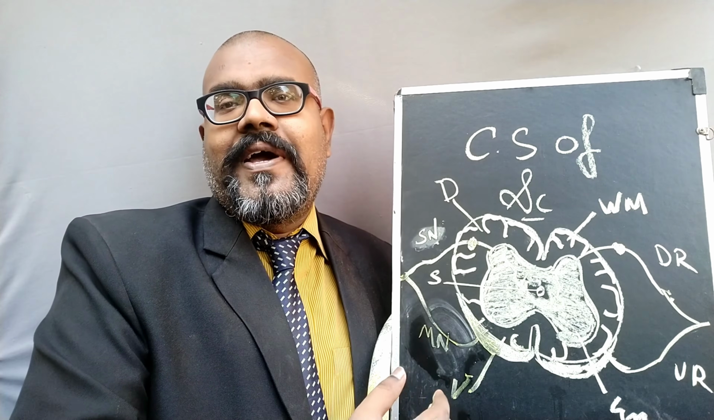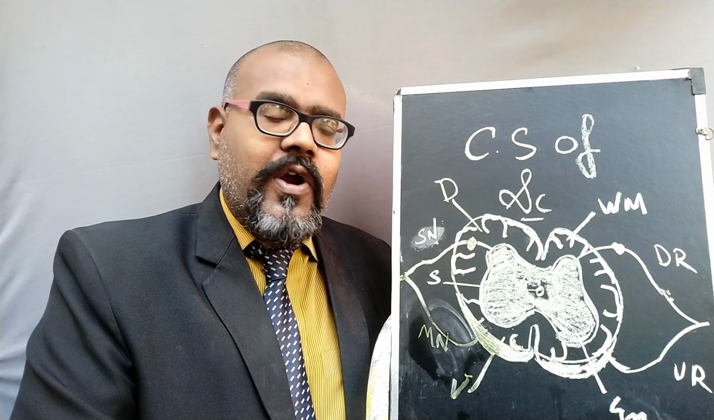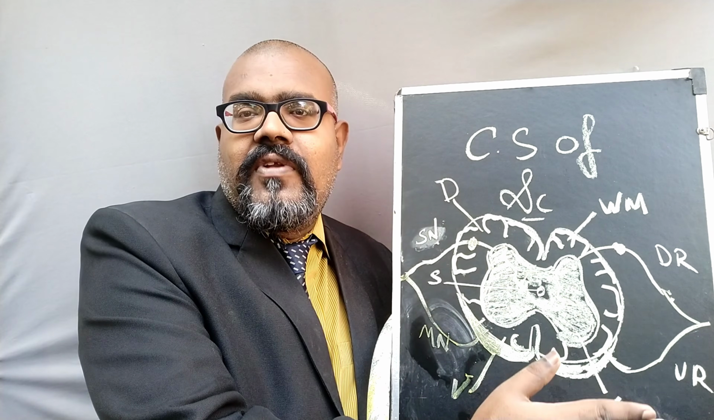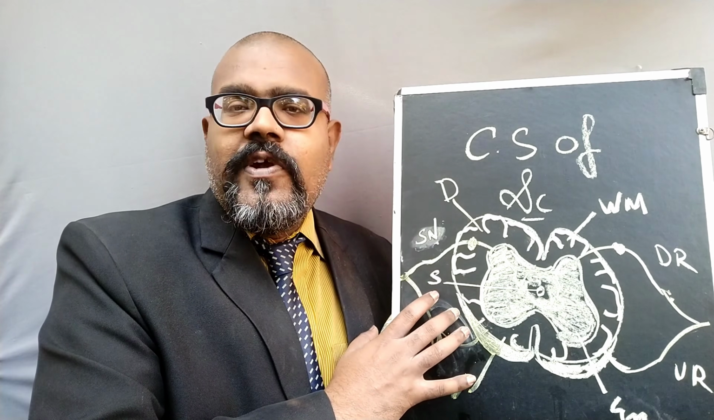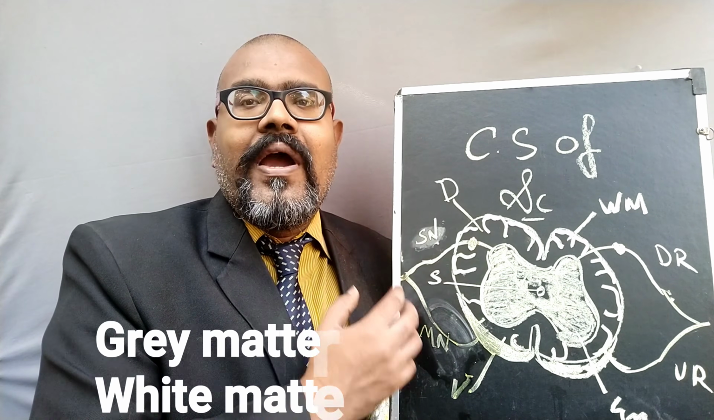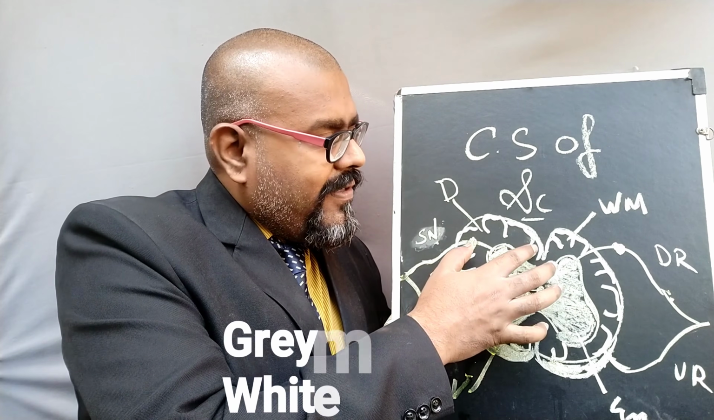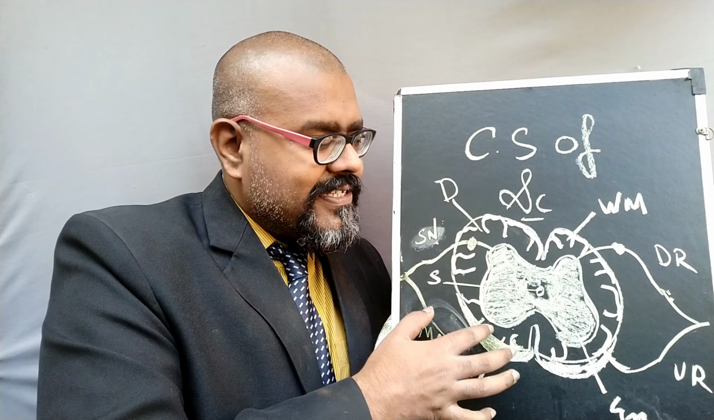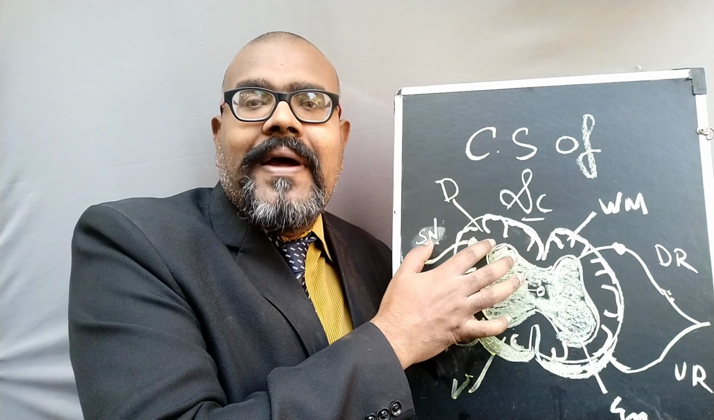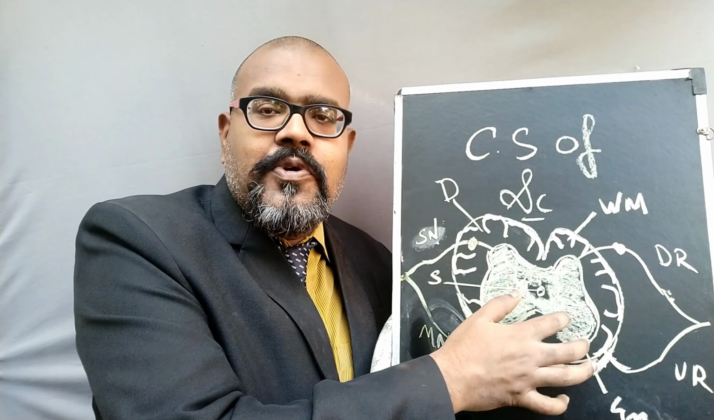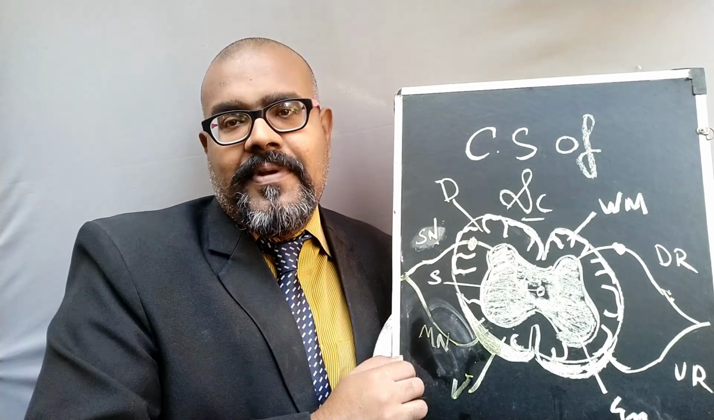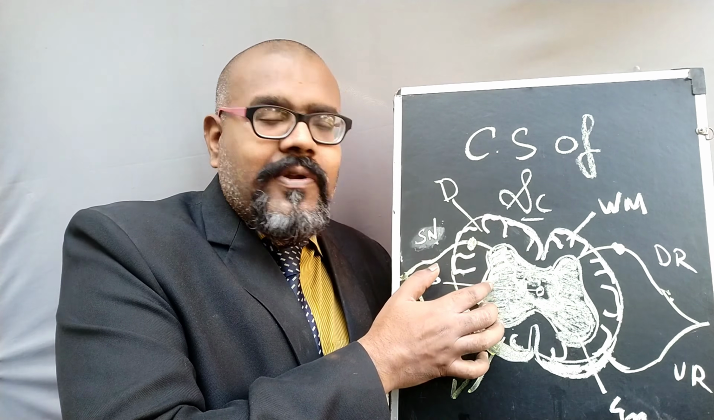Internal section of the spinal cord, that is the cross section of the spinal cord. Once we make a cross-sectional view of the spinal cord, it looks like this. It is fully composed of gray matter and white matter. Here the external part is called the white matter, and the internal butterfly-like shaded structure is called the gray matter.